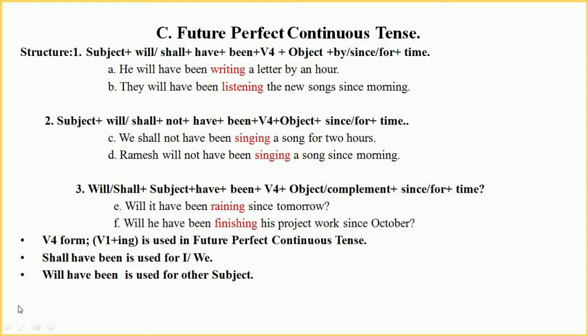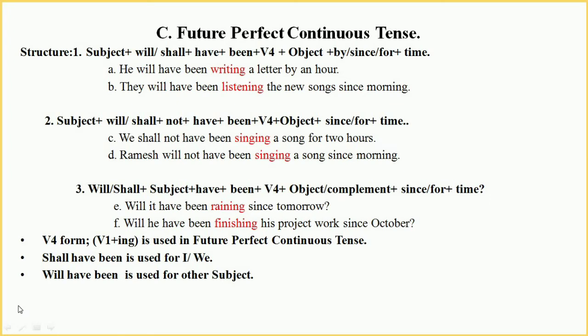So, for positive sentence, the structure is subject plus will or shall plus have plus been plus fourth form of the verb plus object plus by or since or for plus time. Examples are: He will have been writing a letter by an hour. They will have been listening the new song since morning.